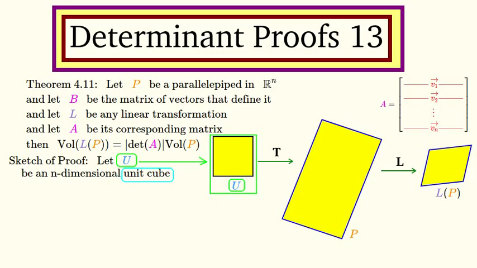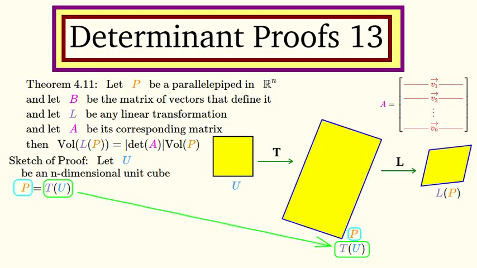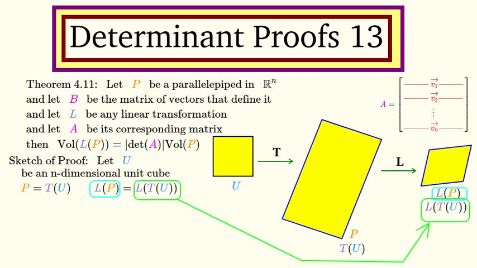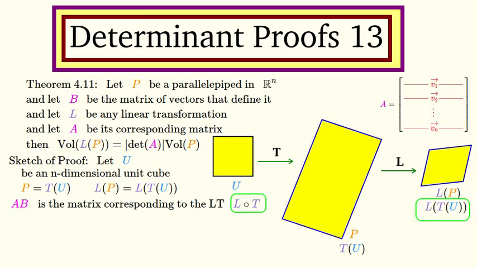Firstly, we'll define the n-dimensional cube U, which has an n-dimensional volume of 1. And we'll define this linear transformation T, which creates the solid P from the unit cube U, and this is its equation. And then we'll apply another linear transformation L to both sides to give us this equation. And then the matrix AB is the matrix corresponding to this double linear transformation LT, because a function concatenation of linear transformations gives us a multiplication of their corresponding matrices.